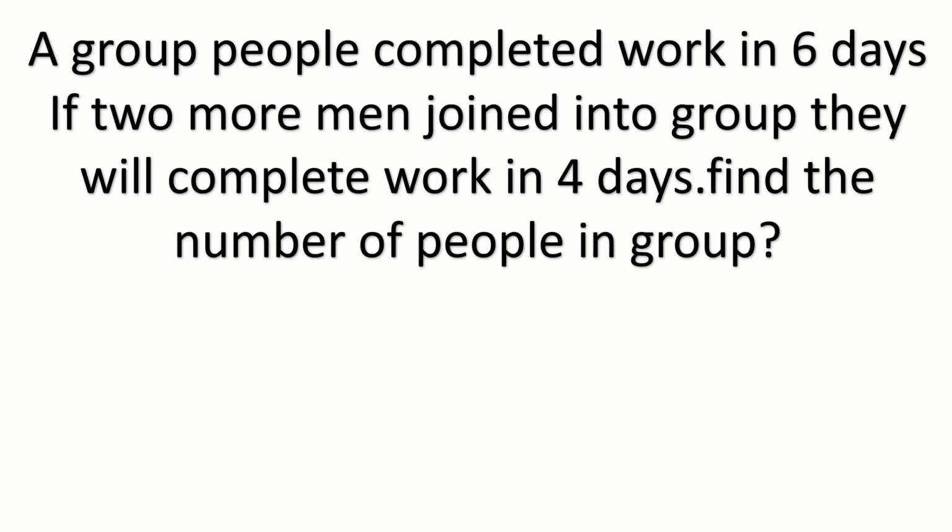This is time and work. A group of people completed the work in 6 days. If two more men joined that group, they will be able to complete the work in 4 days. Find the number of people in that group. The conventional way of solving is: work is equal to number of men into time. The number of men we don't know, so we will call it n. So work is equal to 6n.